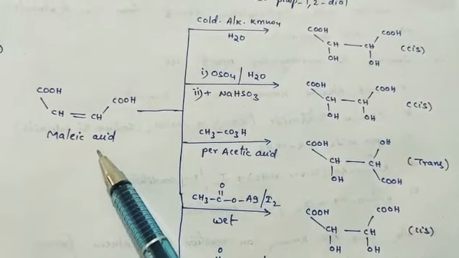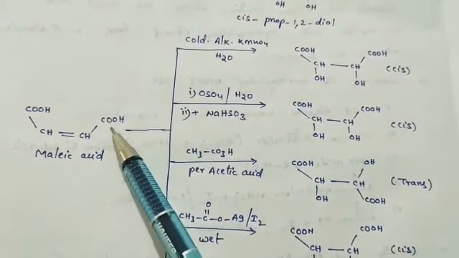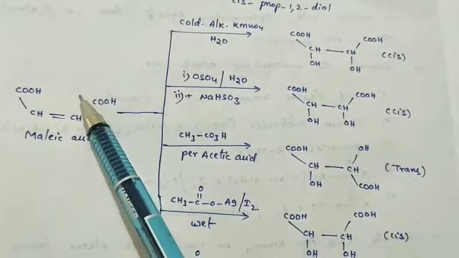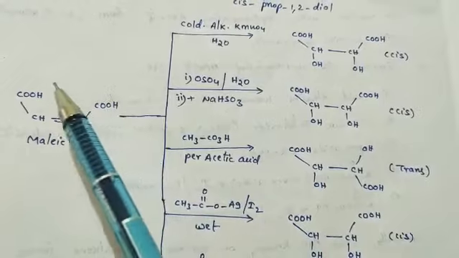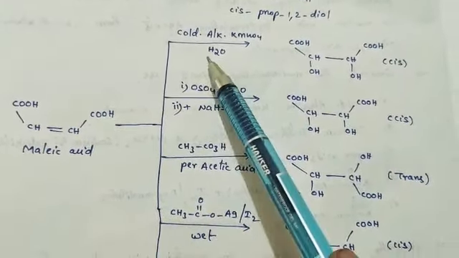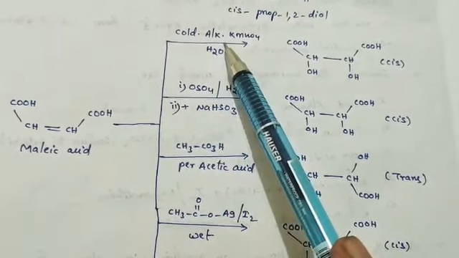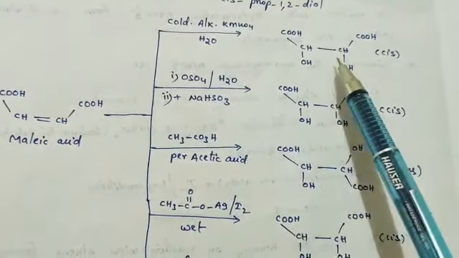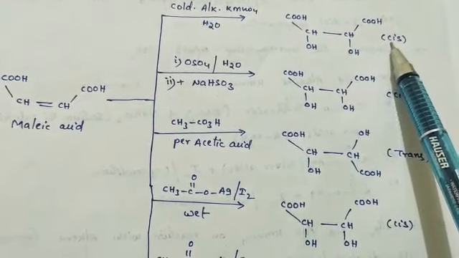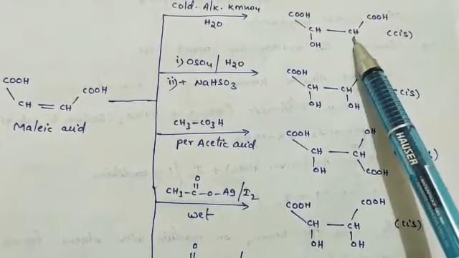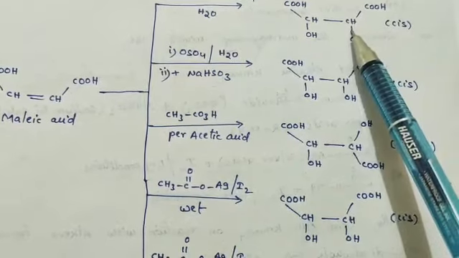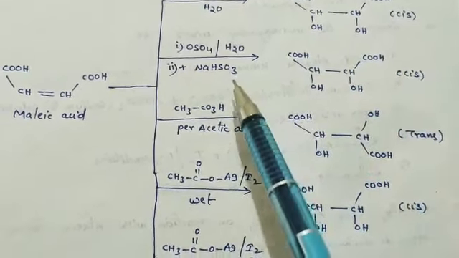Now let us consider one more, maleic acid. Here COOH groups are both on the same side. That means it is a cis compound. So when COOH groups are on the same side, it is called maleic acid. If you consider here, for maleic acid, we are adding Baeyer's reagent. Then 2 OH groups are added on the same side. Therefore it is a cis compound, cis 2,3-dihydroxy 1,4-butanedioic acid. It is a cis compound.